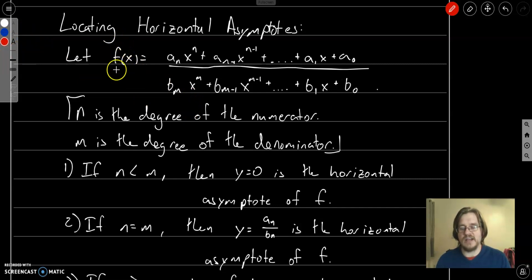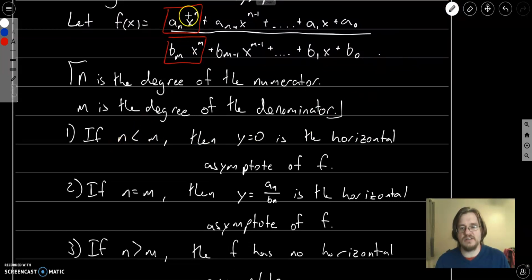A rational function is a polynomial divided by a polynomial. And for the horizontal asymptotes, what we do is we look at the leading term in the top and the bottom, the numerator and the denominator. Here n is the degree of the numerator. It's the biggest power of x on top. m is going to be the biggest power of x on the bottom of the fraction. And if we know what n and m are, we can see what happens.